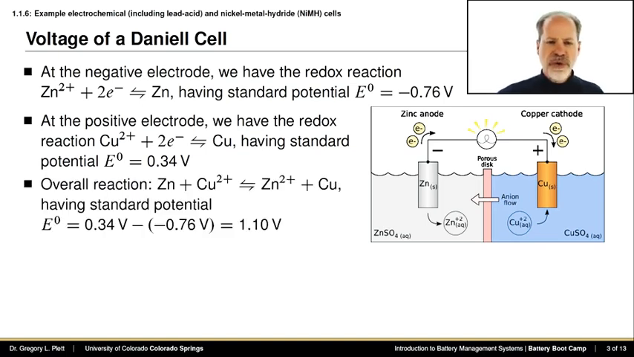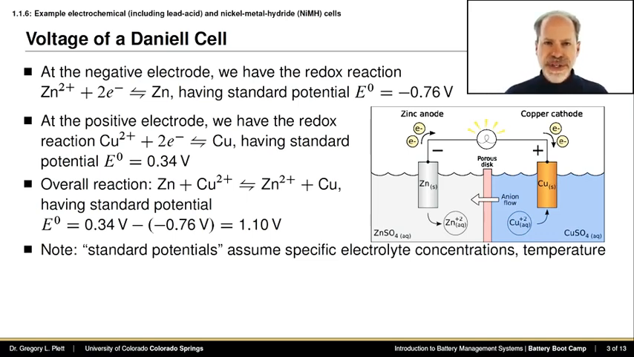So the overall reaction, by combining the reactions in the 2 half cells, is that zinc combined with Cu2+ becomes Zn2+ combined with copper, as we see here. The overall reaction has a standard potential computed as the standard potential of the positive electrode minus the standard potential of the negative electrode, or in other words, 0.34 volts minus negative 0.76 volts, which gives the sum of 1.1 volts for the Daniell cell.